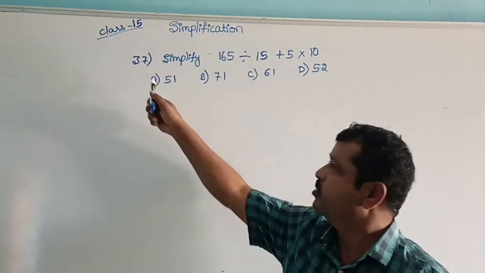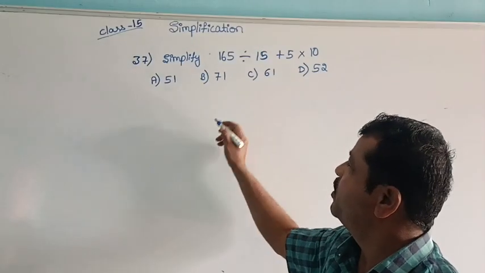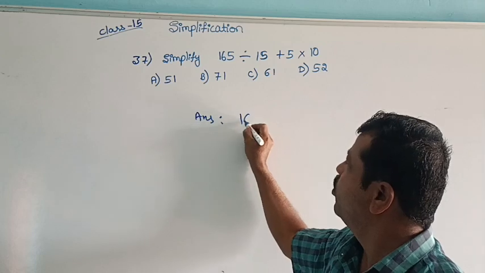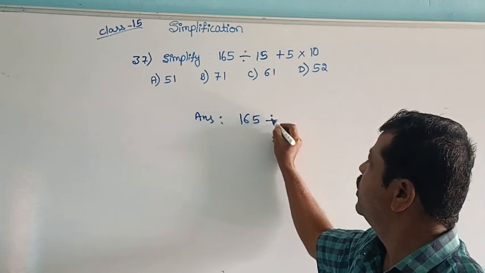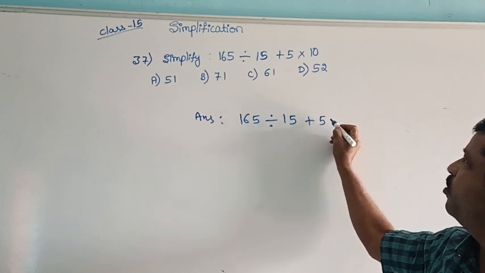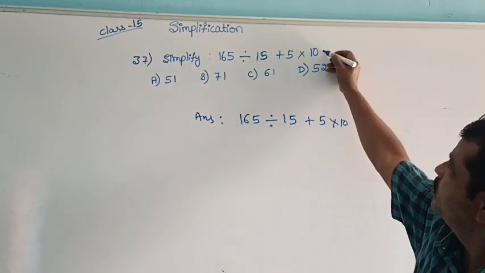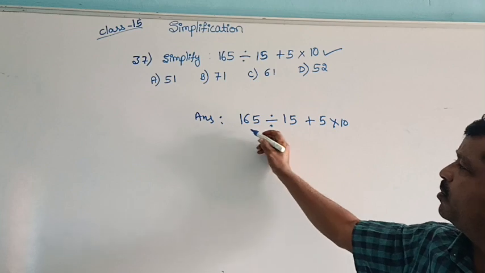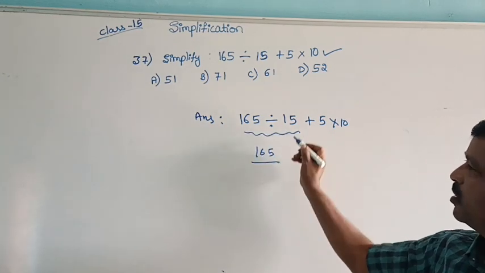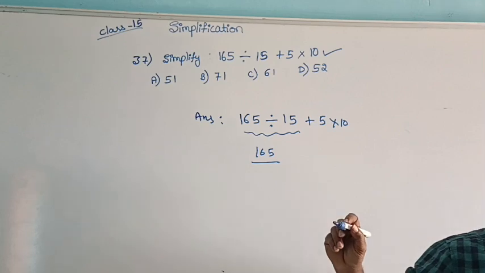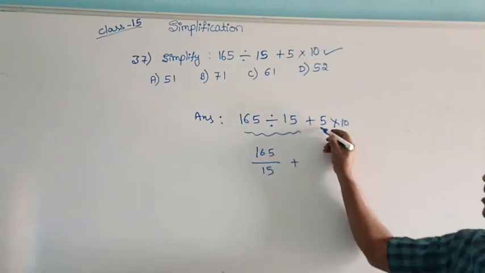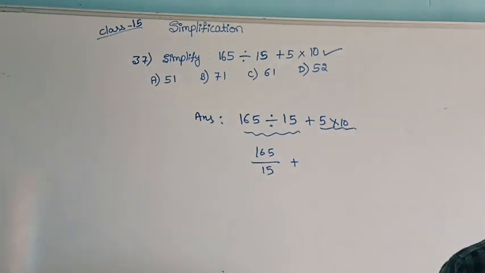Next problem, 37. Simplify. Answer: 165 divided by 15 plus 5 into 10. This is the problem. Underline 165 by 15 plus, underline. Look at this.